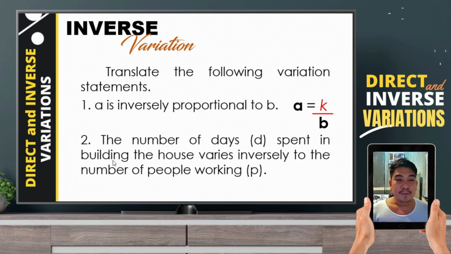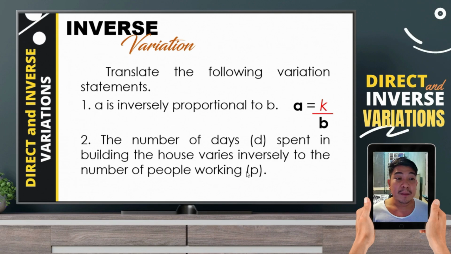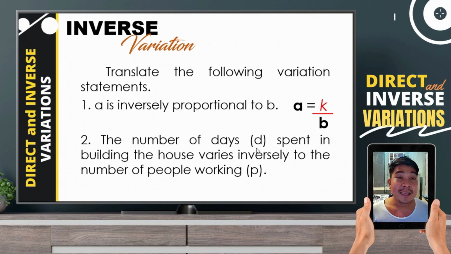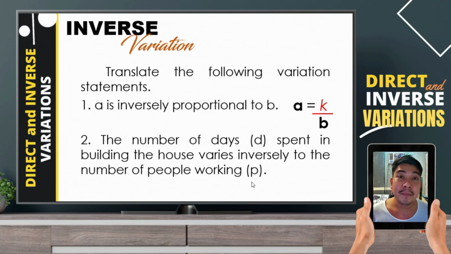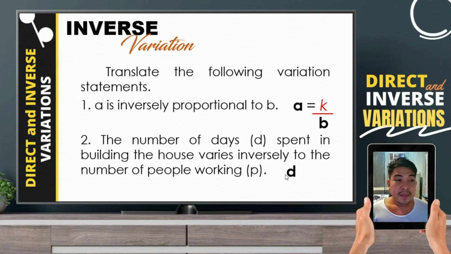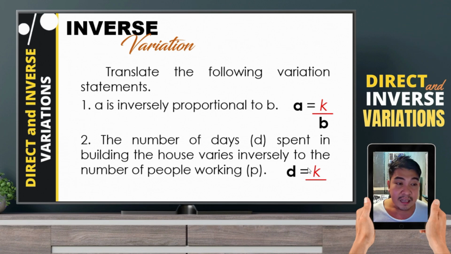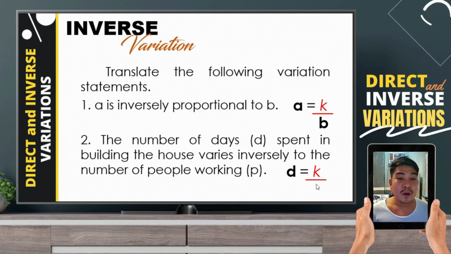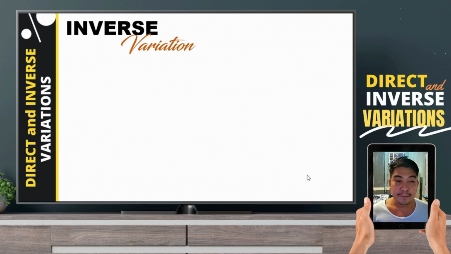So next, number 2. The number of days d spent in building the house varies inversely to the number of people working p. So the first quantity, which represents the number of days, is d. And then the second quantity, which represents the number of people working, is p. So that will be d is equal to k. Since we are dealing with inversely proportional or varies inversely, that will be divided by the second quantity, which is p. So therefore, we now have d is equal to k over p.